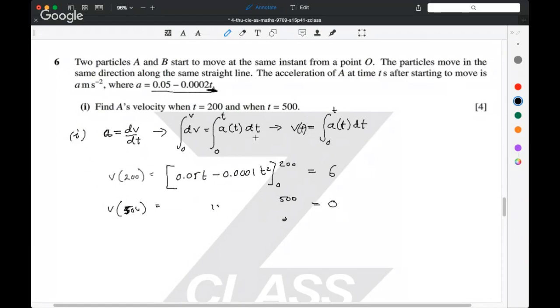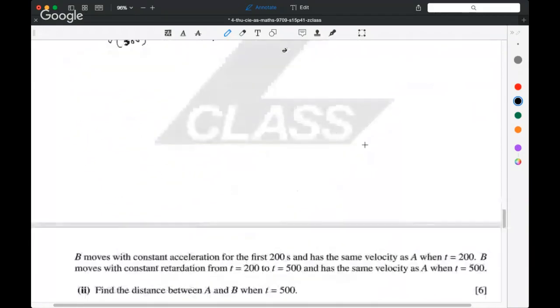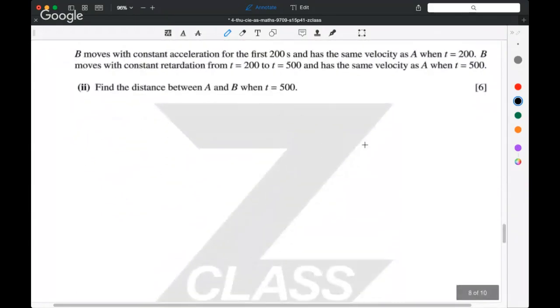So that's done. The only subtlety that you need to know is that you need to integrate. Okay, so now we're looking at B, and we're told that at 200 seconds and at 500 seconds, it has the same speed as A. So we know that v at 200 seconds is equal to 6, and we know that the velocity at 500 seconds is equal to 0.